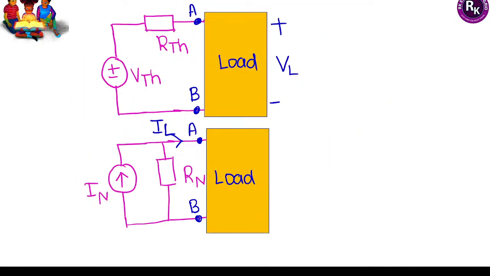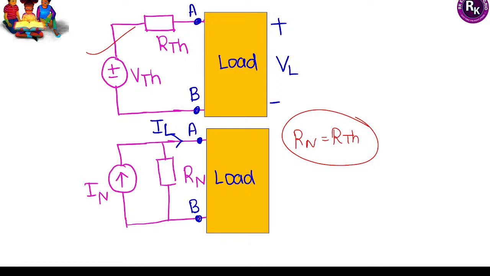Next, let us talk about the equivalent circuit. After calculating the value of VTH and RTH, you have to connect them in series. You do the same thing for the Norton circuit. In the Norton circuit, the only difference is that instead of considering voltage, we consider current. So Norton resistance and Thevenin resistance are both the same. Whatever procedure you follow to calculate the Thevenin resistance in any given circuit, you can follow the same procedure to find the value of Norton resistance.